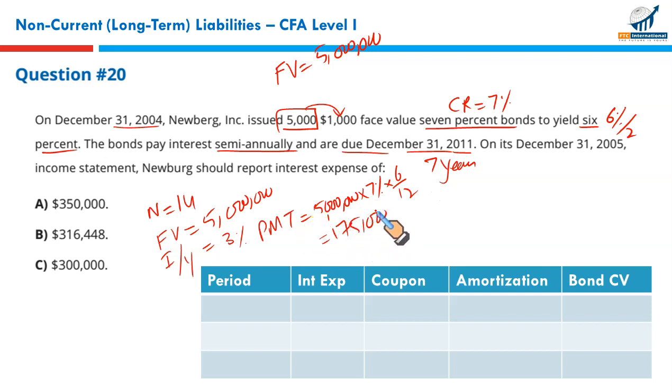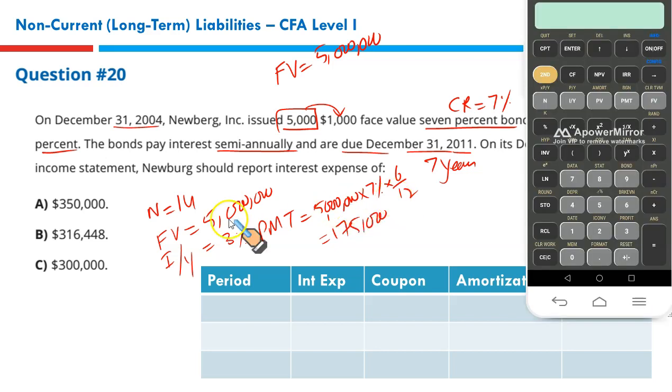What do we need now? We need the present value. For this, we need our calculator. We need to plug in the numbers first. N, 14. Next, face value, future value, redemption, 5 million. Done. Interest rate 3.